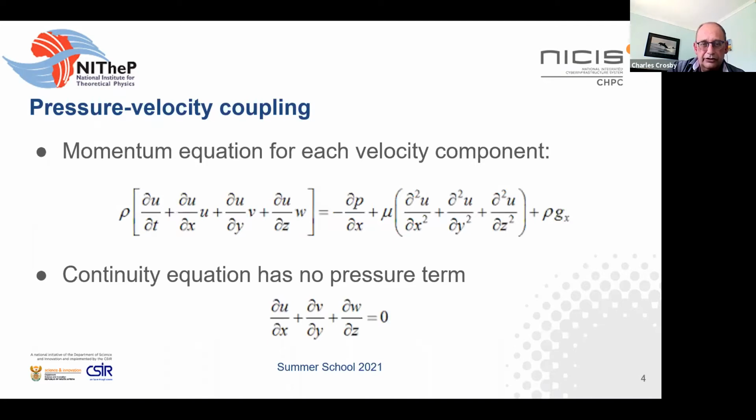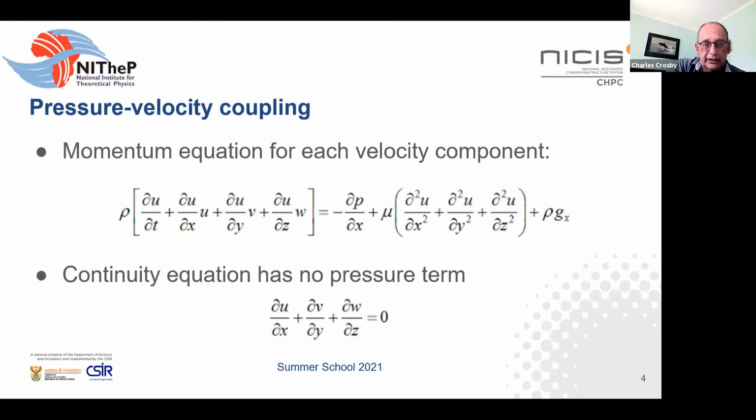And we've touched on this before. You've derived your Navier-Stokes equations. So you've got an equation that looks like this for each velocity component. So this is an incompressible flow, but that doesn't really matter in this context. And then you've got a continuity equation. So you've got three momentum equations. You've got one continuity equation.